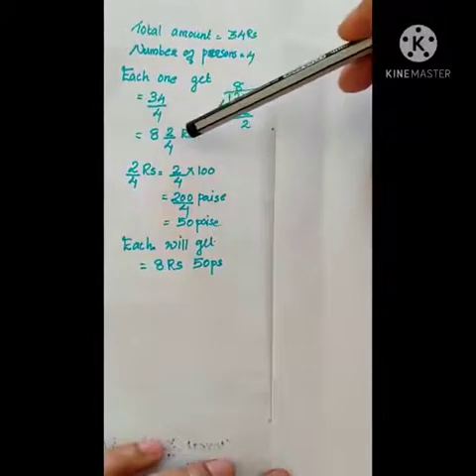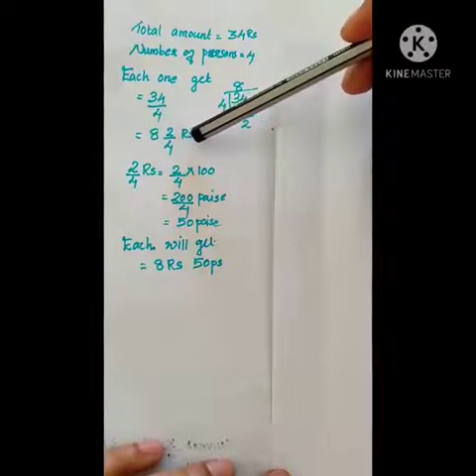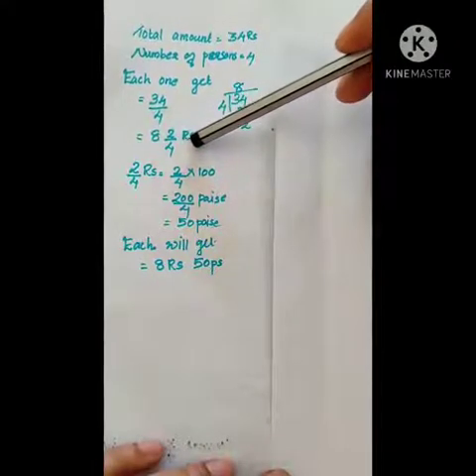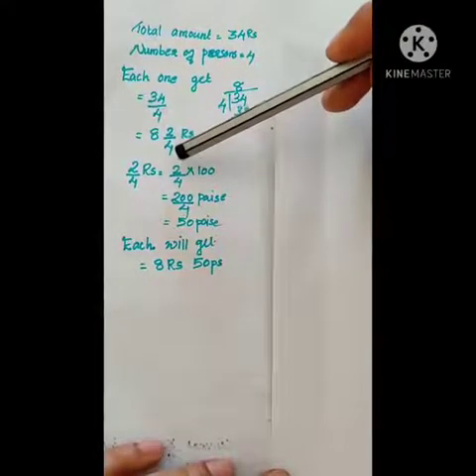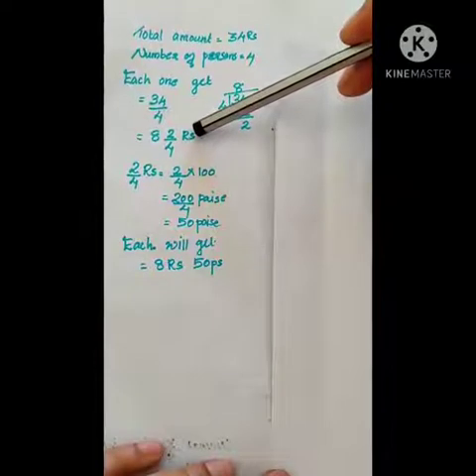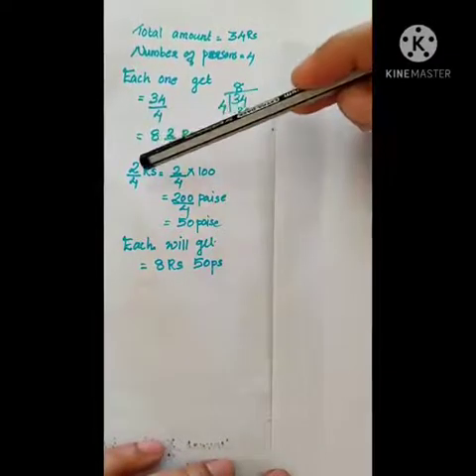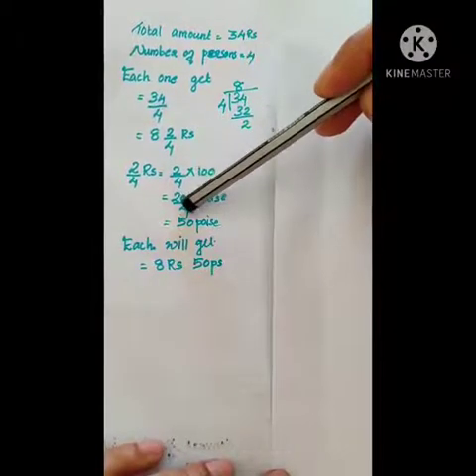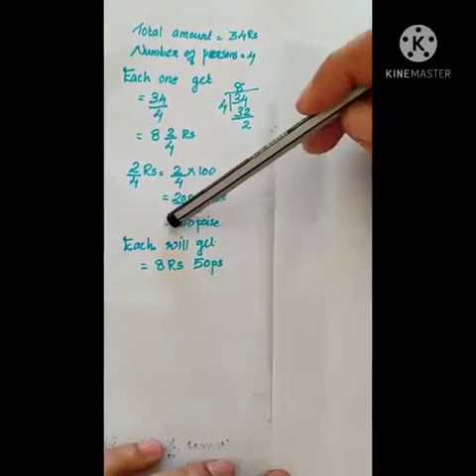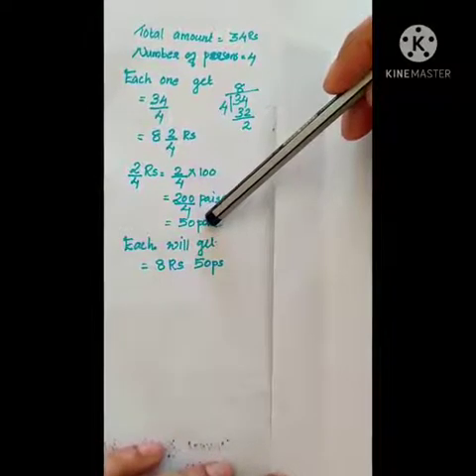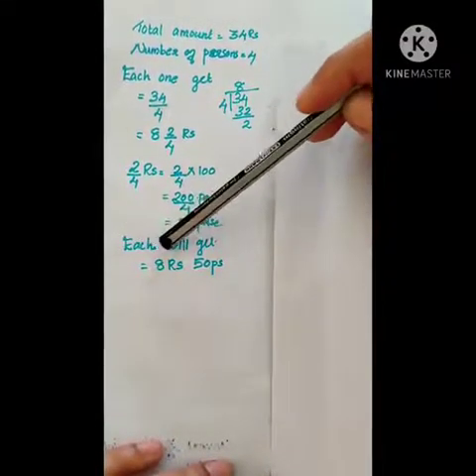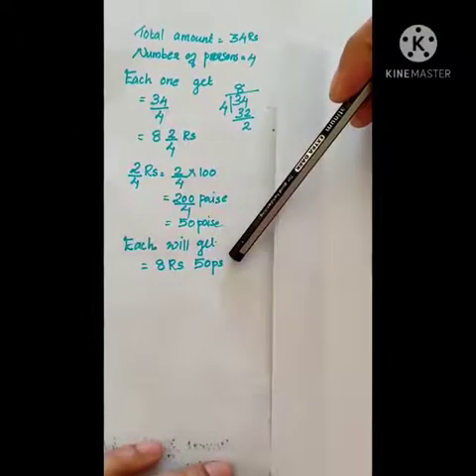The answer must be in the form of rupees and paise. For that, 2 by 4 rupees is to be converted into paise. We know that 1 rupee is equal to 100 paise. Multiplying 2 by 4 rupees with 100, we get 200 by 4 paise, equal to 50 paise. Therefore, each one will get 8 rupees and 50 paise.